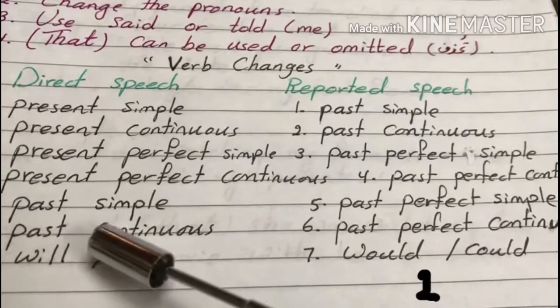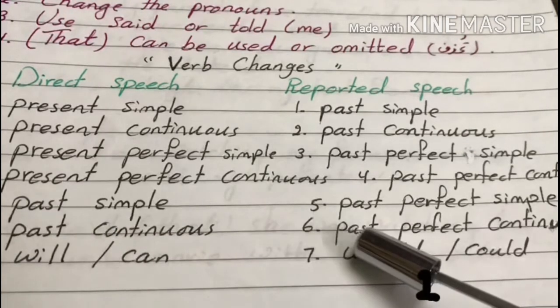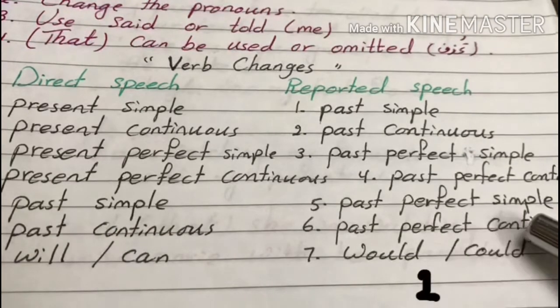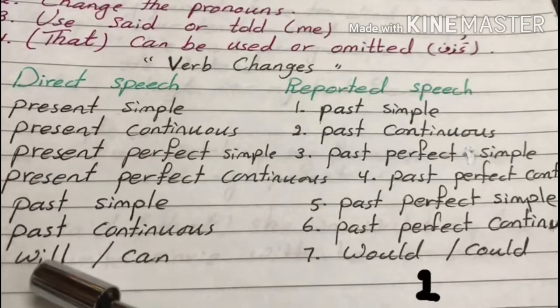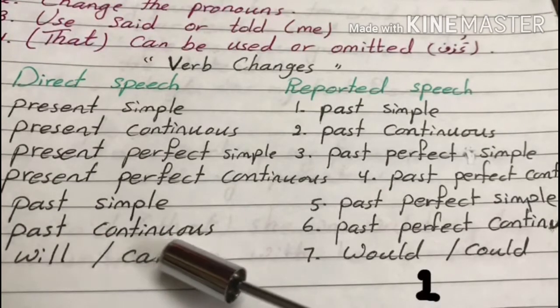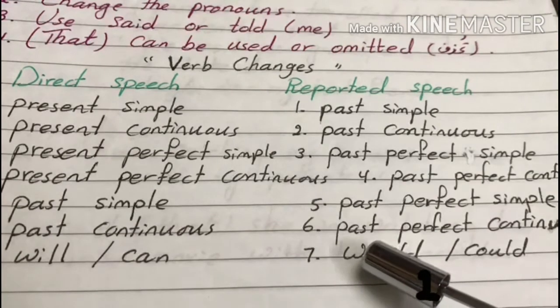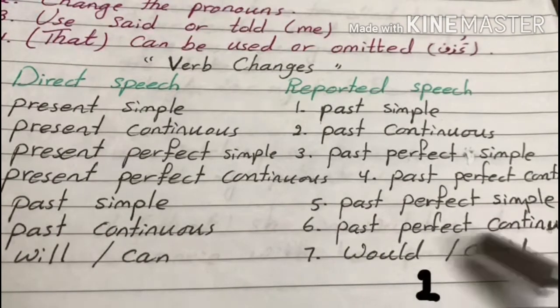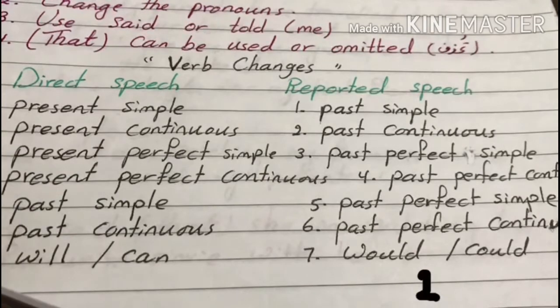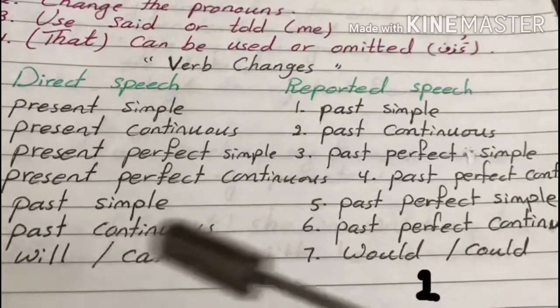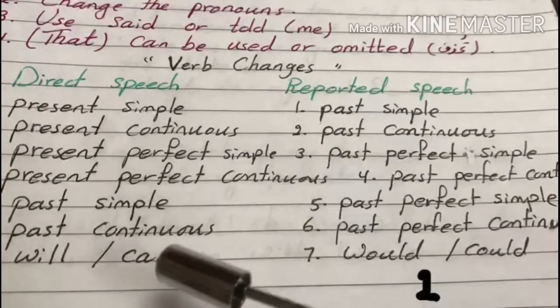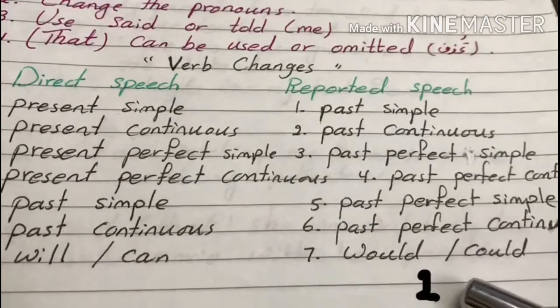5. Past simple, past perfect simple. 6. Past continuous. When we want to report it, we change it to past perfect continuous. And number 7, the last one, will becomes would, can becomes could.